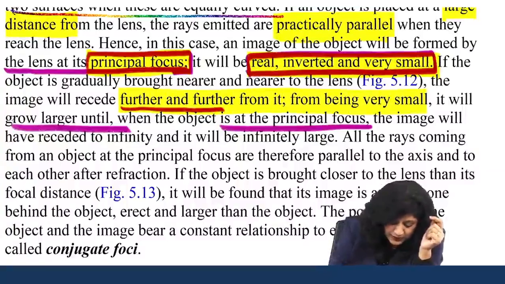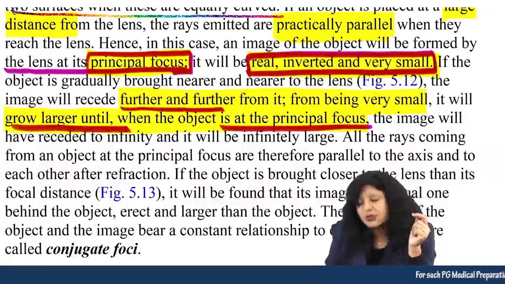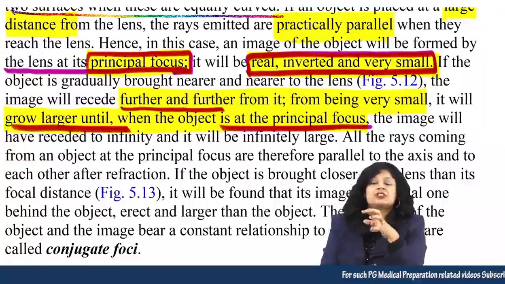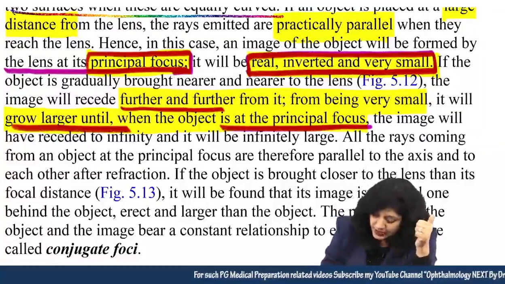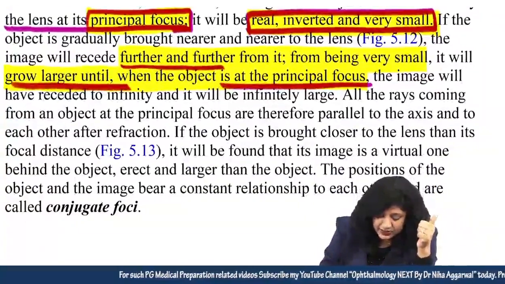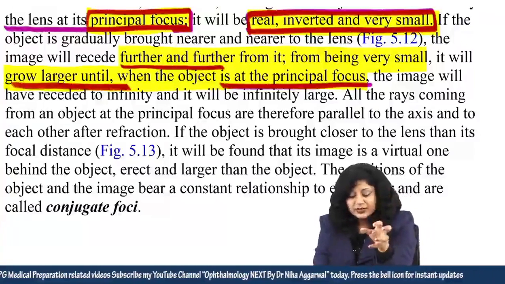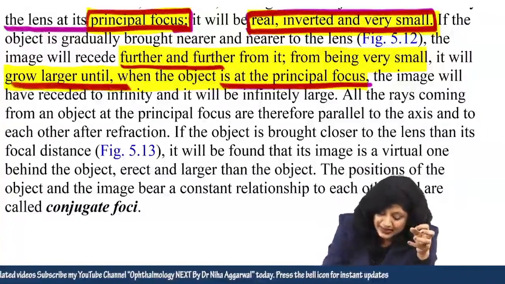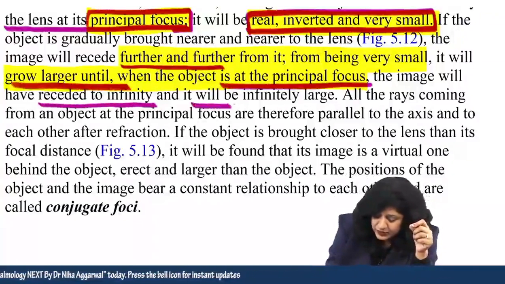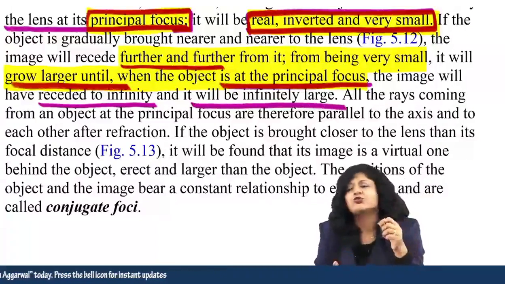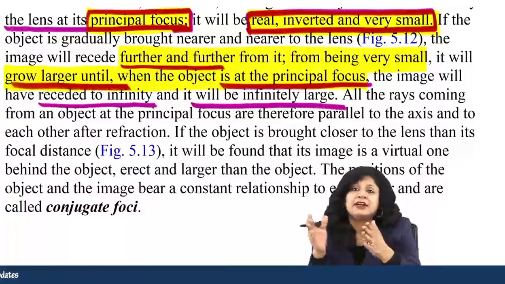It will grow larger until the object is at the principal focus, and till the time the object is brought to the principal focus, it will be increasing in size. Okay. Now the image will recede to infinity. When the object is brought to the principal focus, at that particular time the image will go to infinity and it will be infinitely large also. So this is actually the property of the image when the object is kept at different distances.